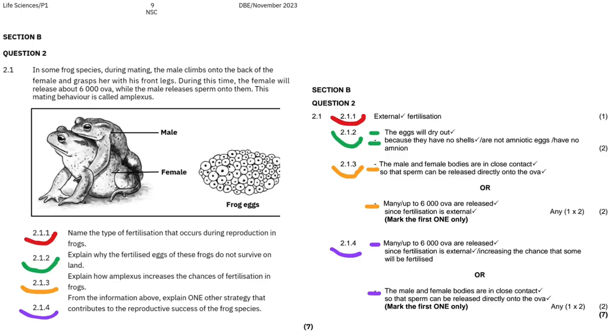2.1.4. From the information above, explain one other strategy that contributes to the reproductive success of the frog species. Again, there are two options. Pick one. Many or up to 6,000 ova are released since fertilization is external, increasing the chance that some will be fertilized, or the male and female bodies are in close contact so that sperm can be released directly onto the ova. Pick one of those.